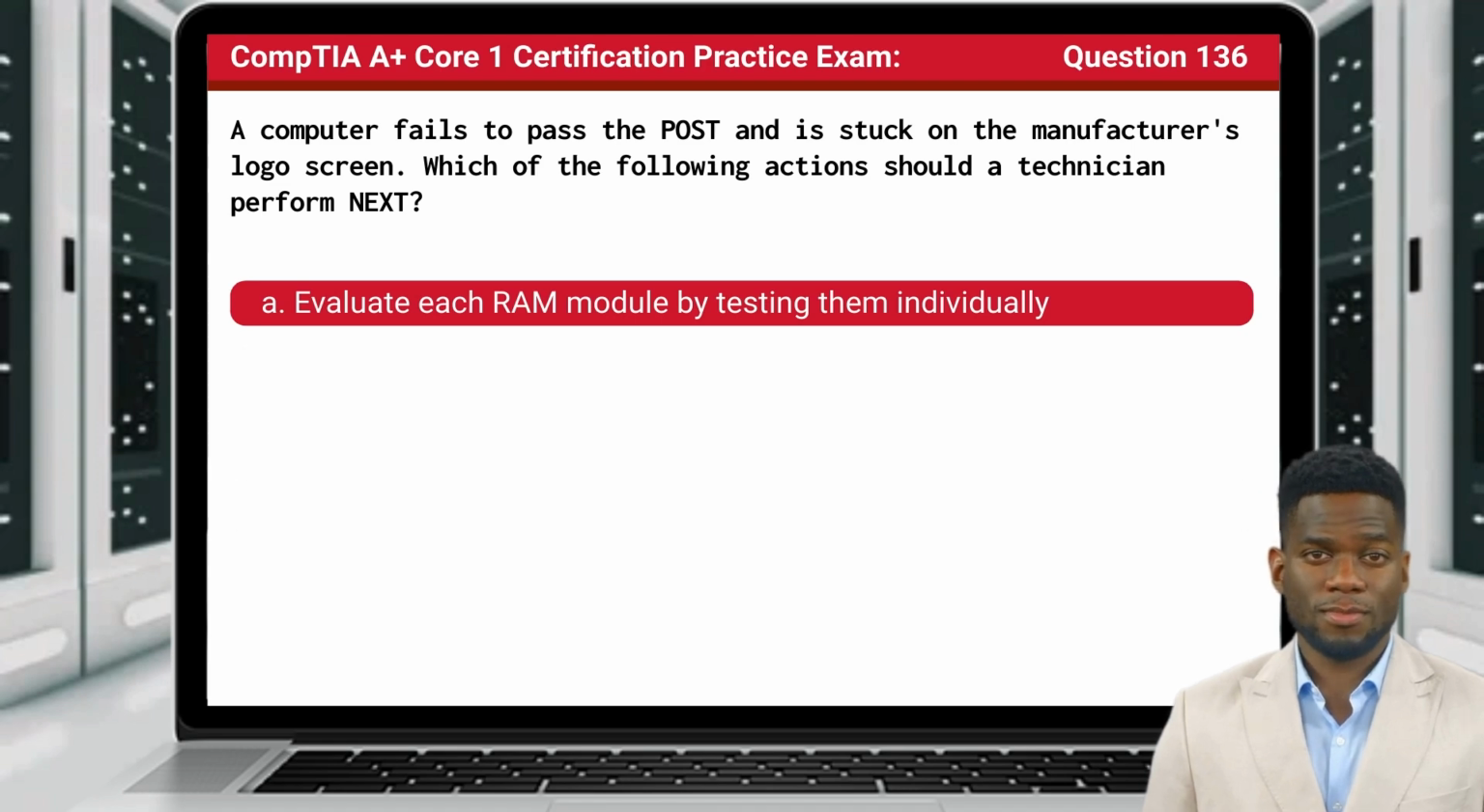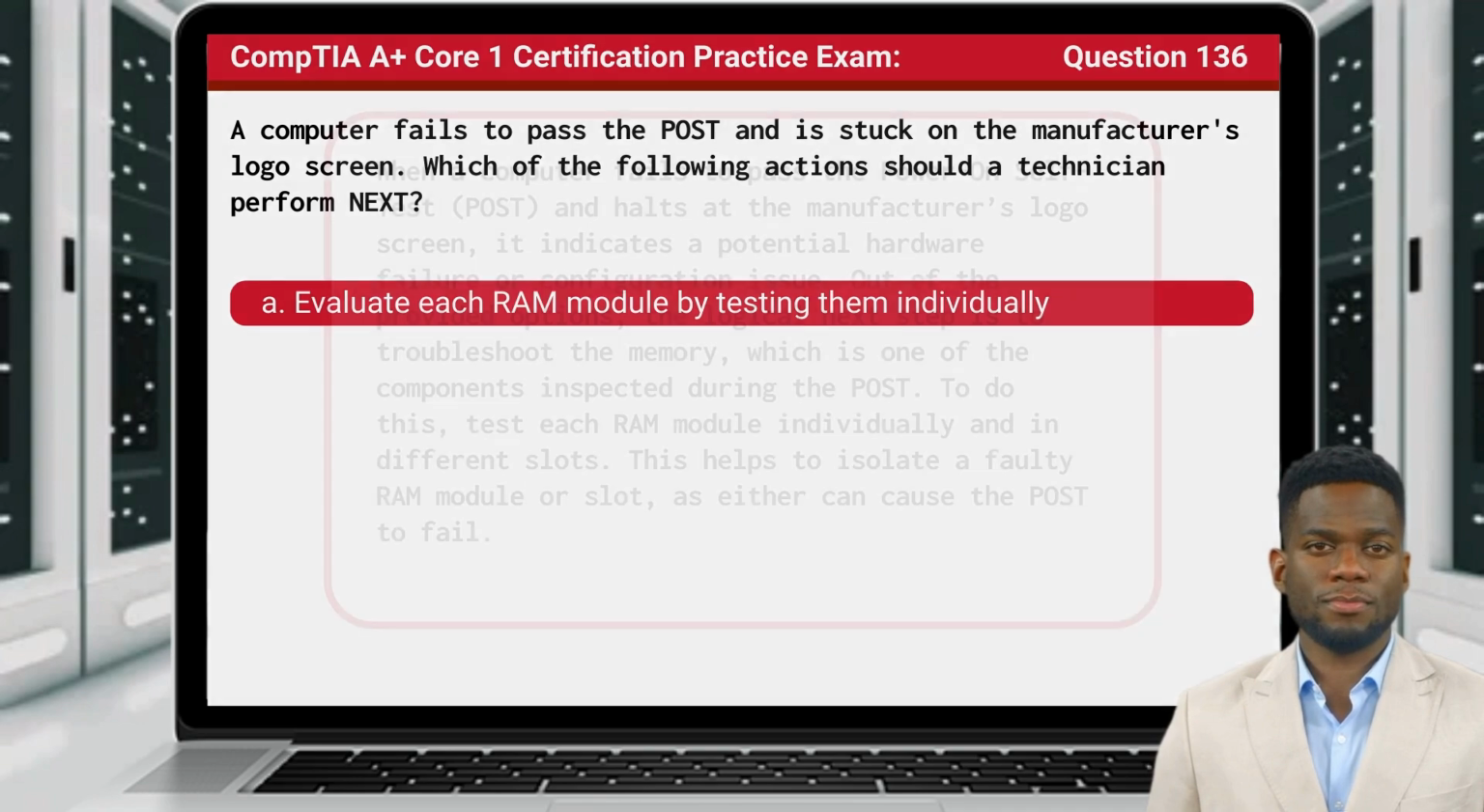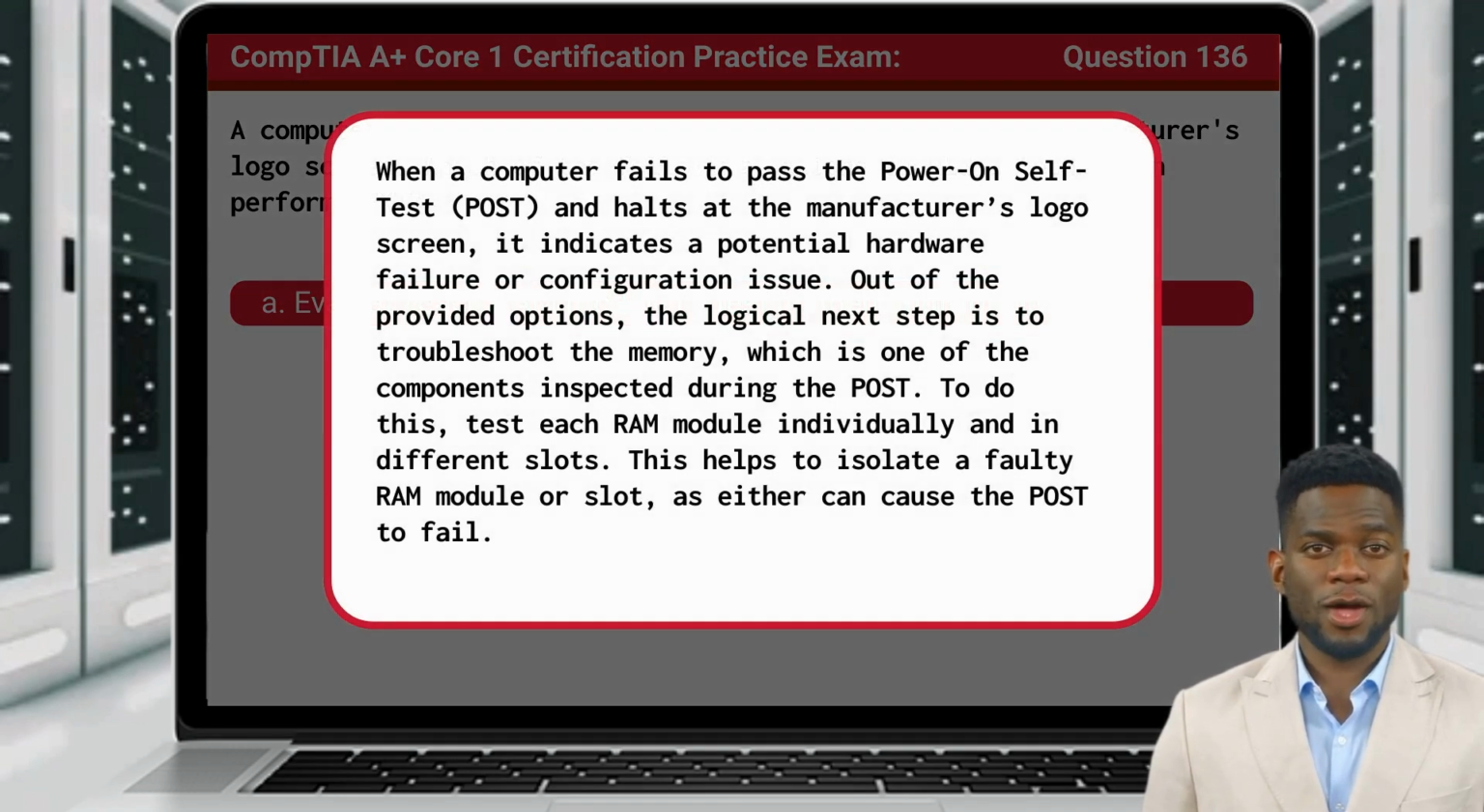The answer is A. Evaluate each RAM module by testing them individually. When a computer fails to pass the power-on self-test and halts at the manufacturer's logo screen, it indicates a potential hardware failure or configuration issue. Out of the provided options, the logical next step is to troubleshoot the memory, which is one of the components inspected during the POST. To do this, test each RAM module individually and in different slots. This helps to isolate a faulty RAM module or slot, as either can cause the POST to fail.